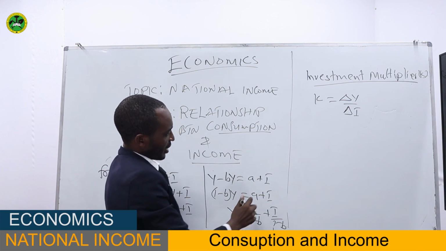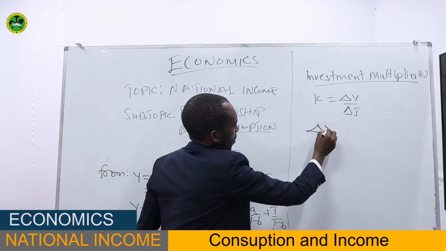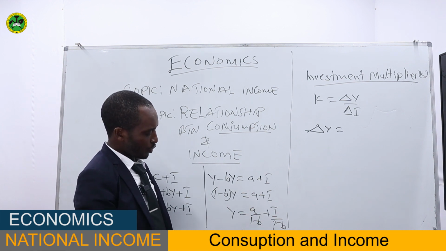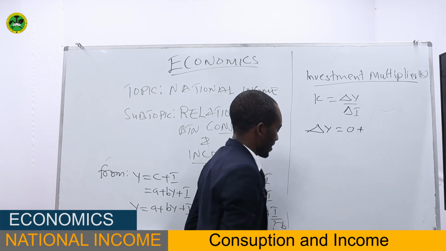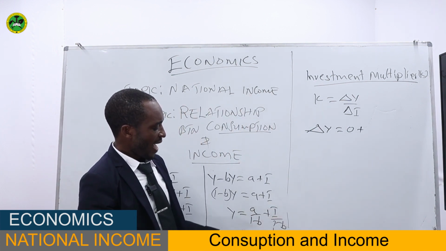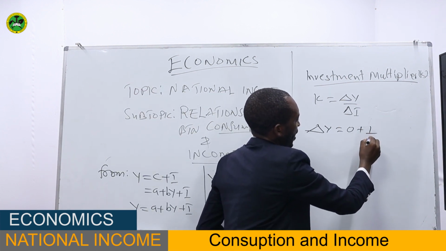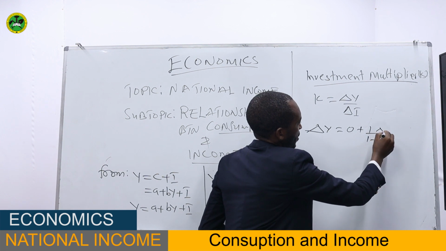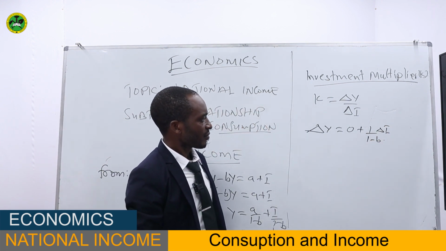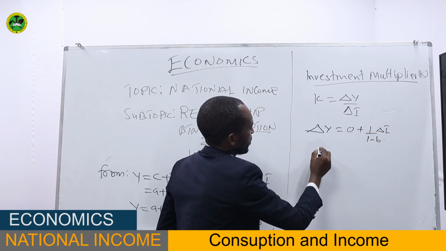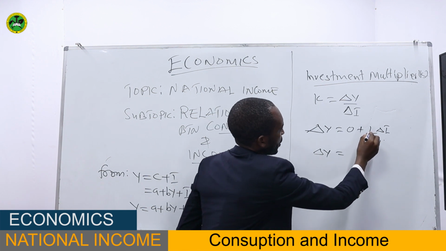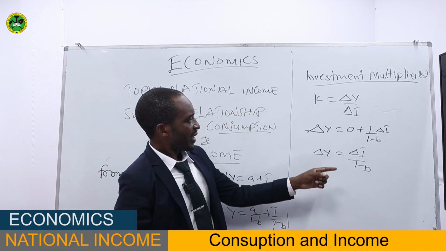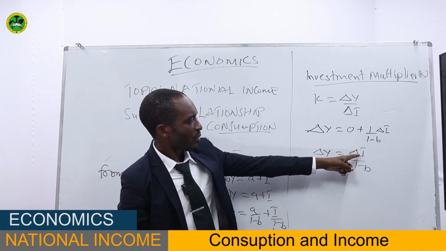So when we differentiate this one, it will be change in Y equals, when you differentiate this constant, it will be equal to 0, plus, when you differentiate this variable I, it will remain with 1 over 1 minus B, change in I. So when you multiply, change in Y equals change in I over 1 minus B. Now, in order to get change in Y over change in I, you divide throughout by change in I.